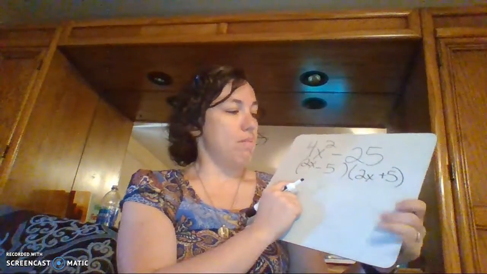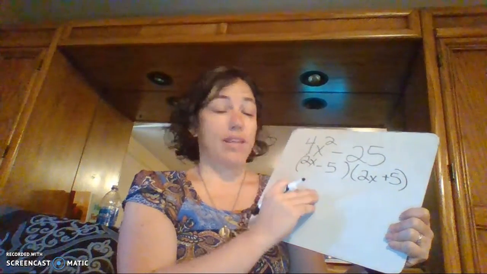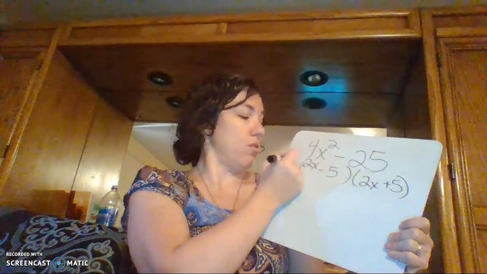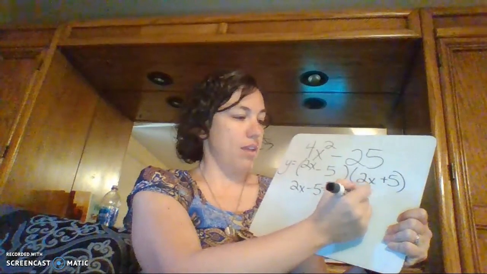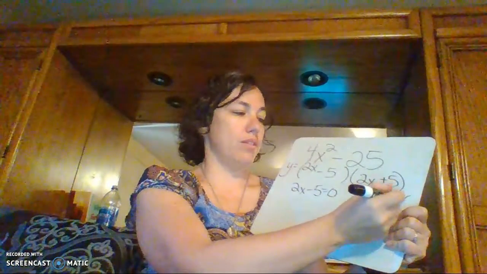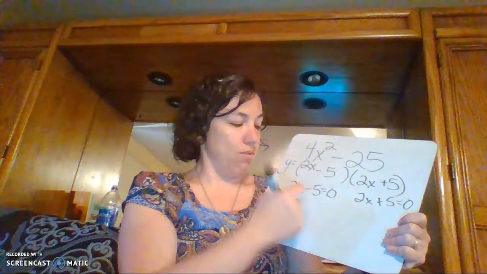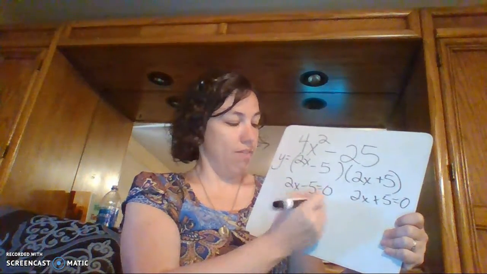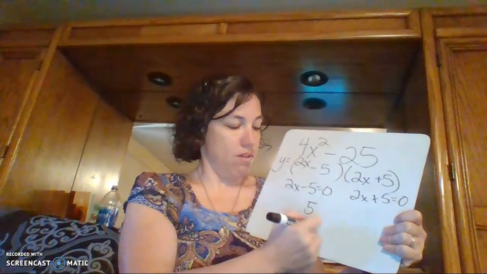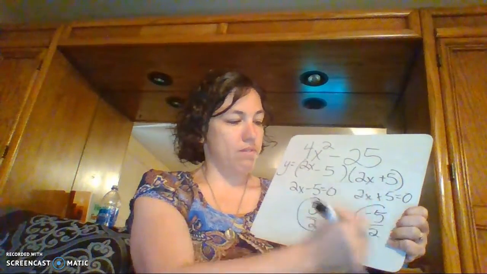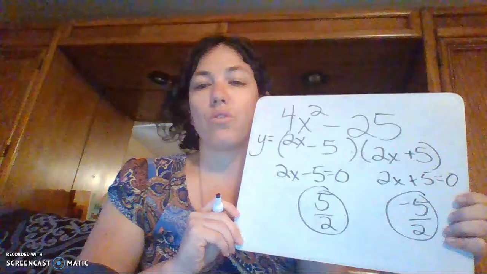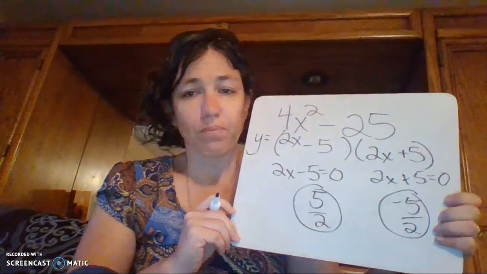Okay. But then what you would do is you would set them just like we would normally. We would set this 2x minus 5 equal to 0 and 2x plus 5 equal to 0. And it's going to give you, the opposite of this is 5. And then you divide by 2. 5 halves or negative 5 halves. So those would be your two answers.